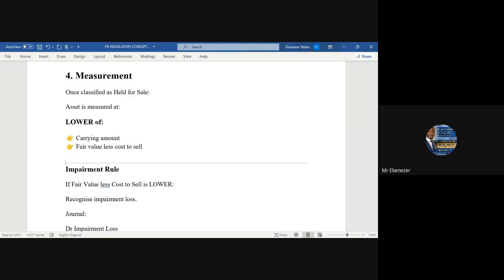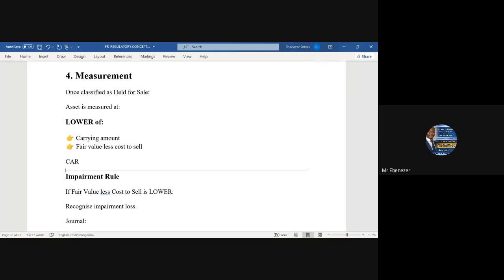Let's assume, for instance, that the carrying amount of a PPE is 500, and then the fair value less cost to sell is 400. Which one will be the cost to attach to the asset held for sale? The fair value less cost to sell. Yes. Why? Because that is the one that is less. You understand now? Why do we do this?